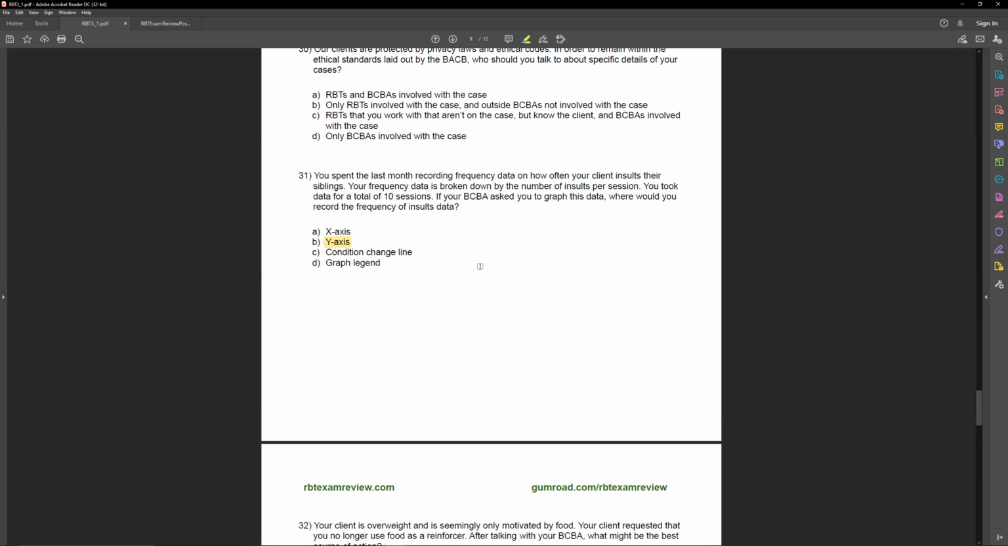So again, time goes on the x-axis. That's the bottom axis, the horizontal axis. Behavior goes on the y-axis. That's the vertical axis.